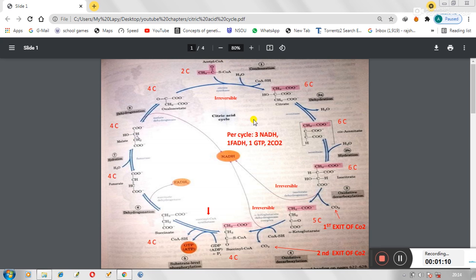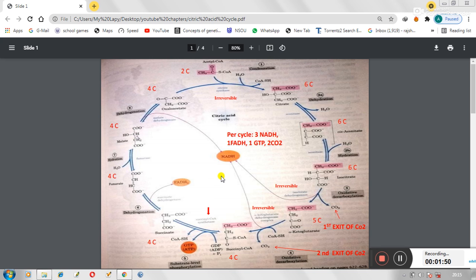In this case, different types of reactions are there: condensation reaction, dehydration reaction, hydration reaction, dehydrogenase reaction, oxidative phosphorylation, oxidative decarboxylation reaction, and substrate level phosphorylation reaction. So all kinds of reactions are there. Where are the different reactions? What are the different points of release of carbon dioxide? And what are the different points where GTP is produced, where FADH is produced? We will discuss in detail in every respect so that you can answer every question.